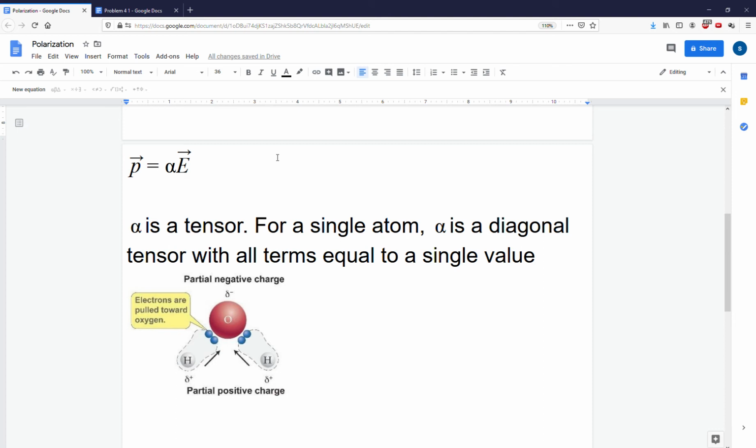Now, we can simplify that. If we can determine the eigenvectors of the molecule, then we can reduce alpha into a diagonal tensor, meaning it has an xx term, a yy term, a zz term, and all the other terms are 0. Furthermore, if we are dealing with a spherically symmetric object, such as a lone atom, then the xx, yy, and zz terms are all equal to each other, and alpha essentially becomes a scalar.